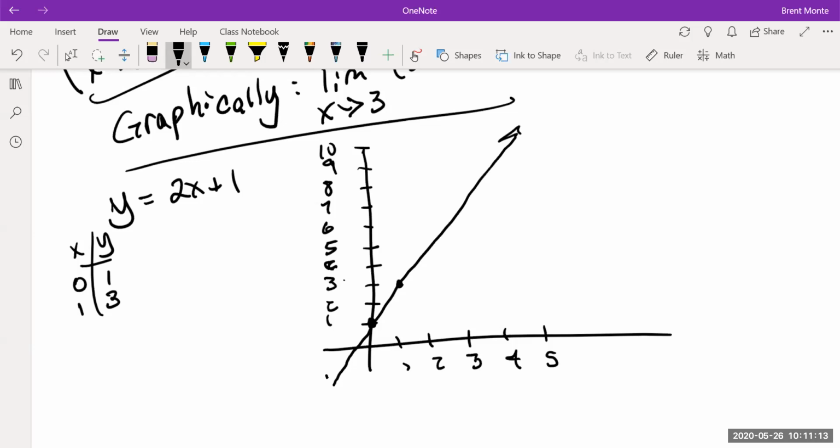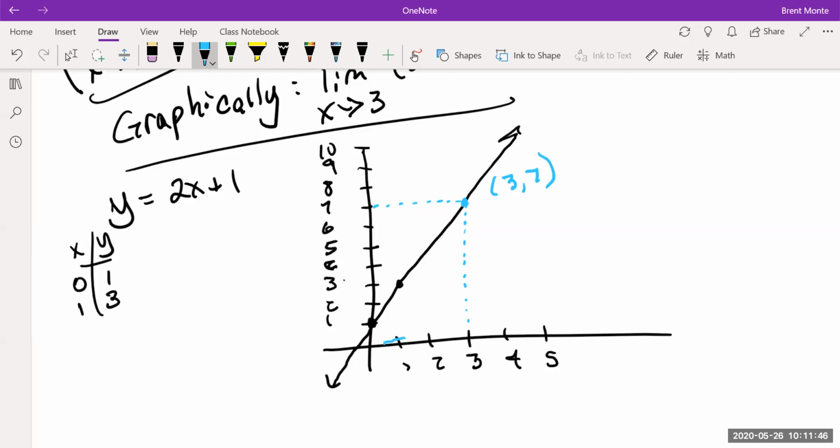Something like this. But the question is, what's happening as x approaches 3? Well, let's see. We'll see how good my scale is. So what I'm doing is I'm going up from 3 up to the curve, and I'm following that straight across. It's about there. And I'm saying, okay, graphically, what's happening? Well, this is the point. If we see what I just did right there, x is 3, y is 7. So it's the point 3, 7.